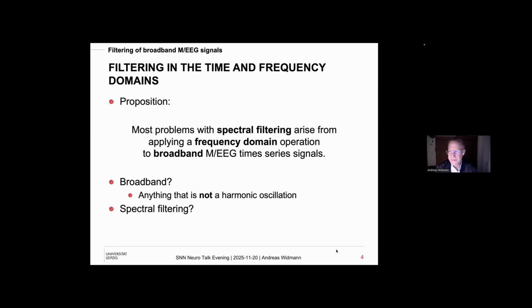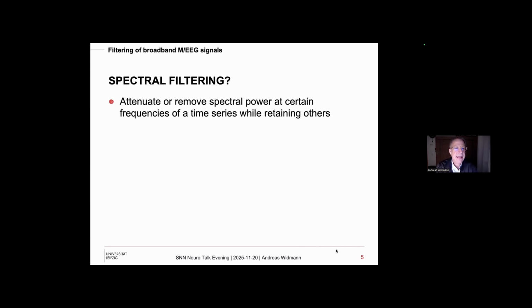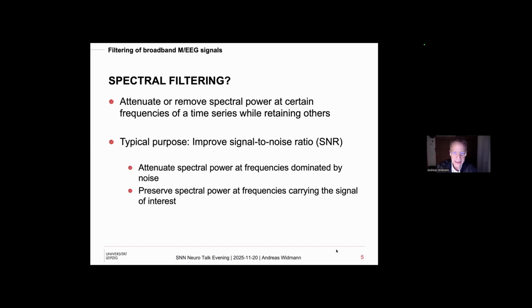Second would be spectral filtering. What is that? And finally, frequency domain, what is that? Spectral filtering means we want to attenuate or remove spectral power, frequency components at certain frequencies of a time series, while we want to retain others. The purpose is very clear: we want to improve the signal-to-noise ratio of our signal. So we want to attenuate spectral power at frequencies which are dominated by noise and preserve spectral power at frequencies carrying our signal of interest.